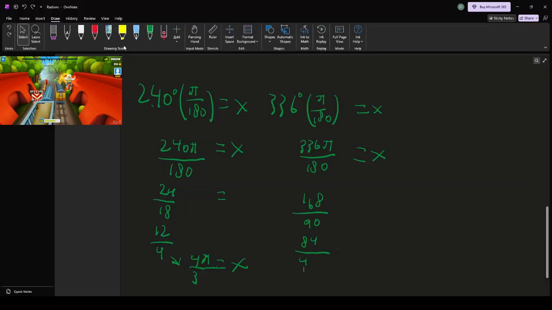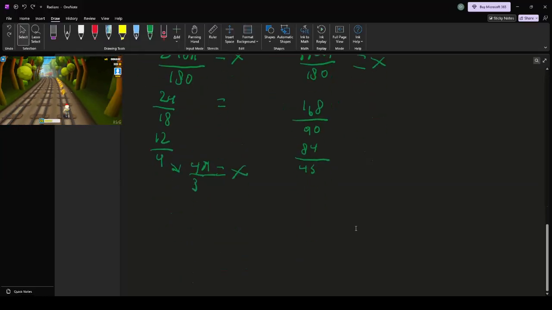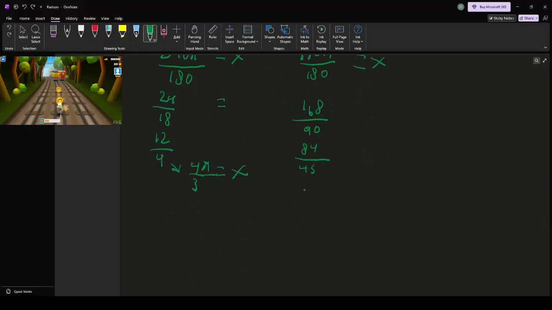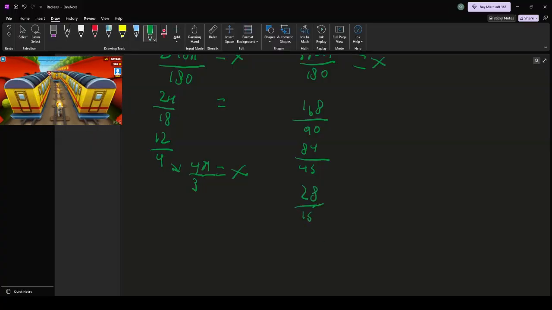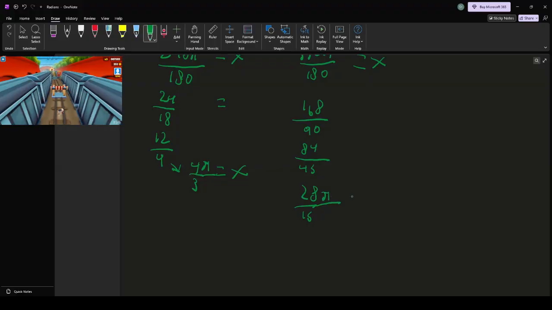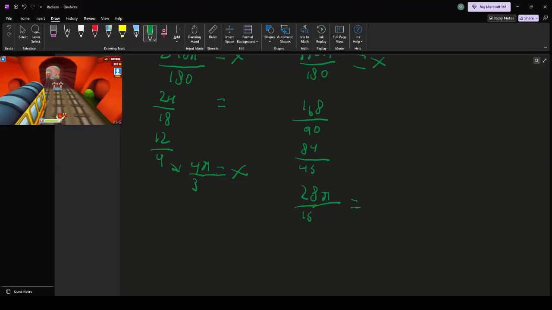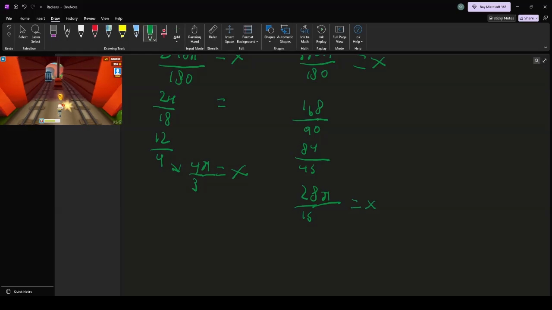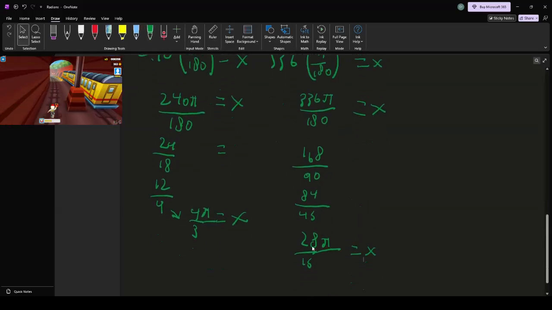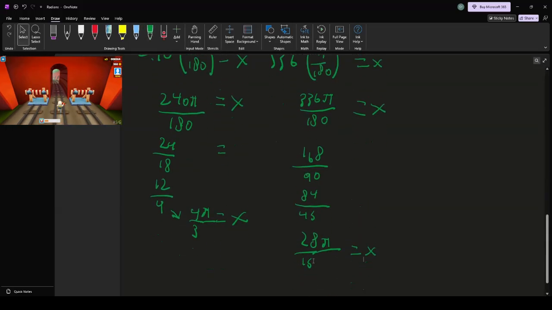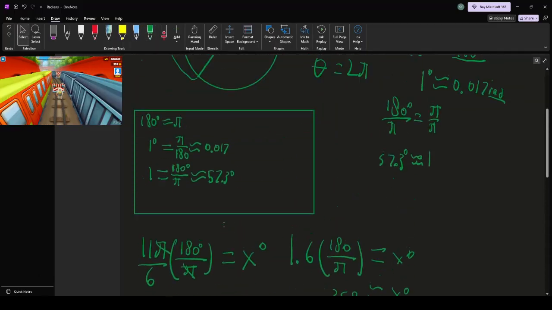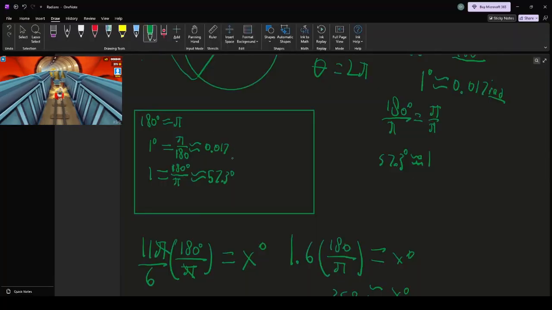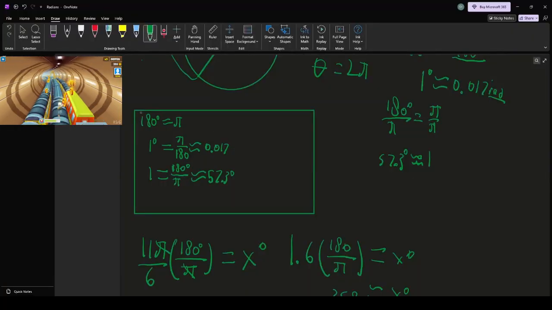And then you can just divide those by 3 again. At 28 over 15, you can't simplify that anymore. So now bring in the pi, bring down the equal sign. So 336 degrees equals 28 times pi divided by 15. This is probably the simplest way to convert from radians to degrees and vice versa. So just remember these three.